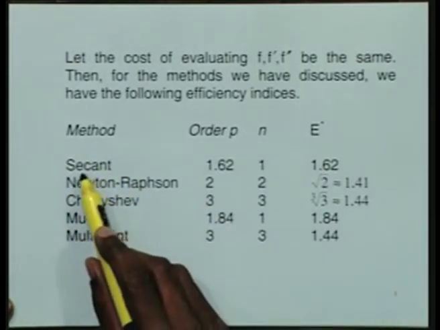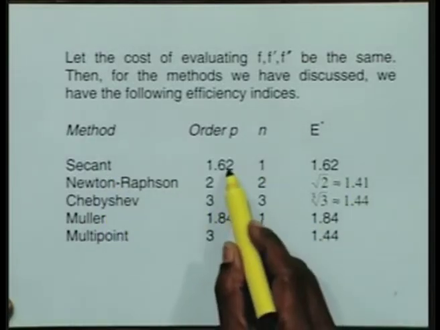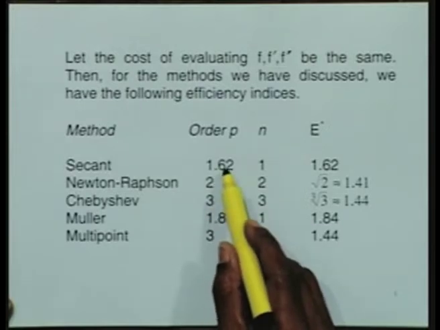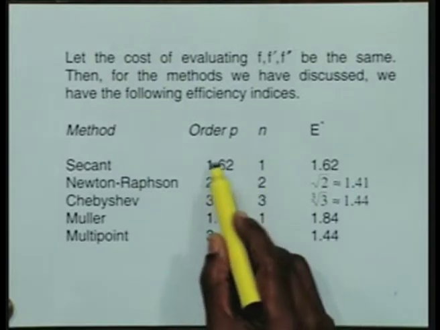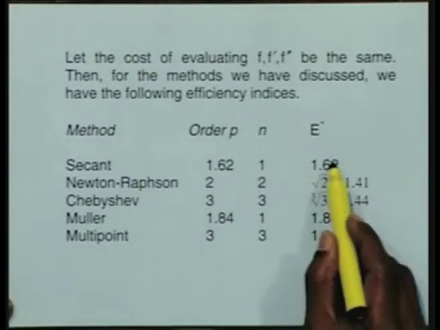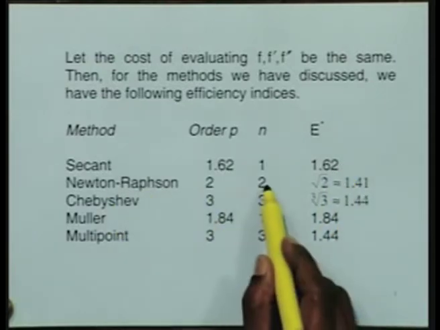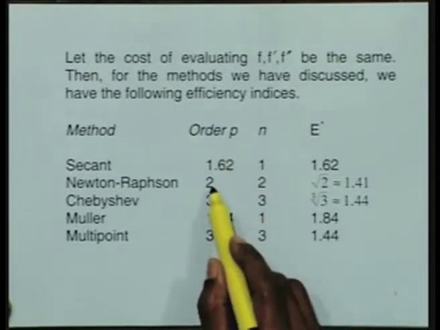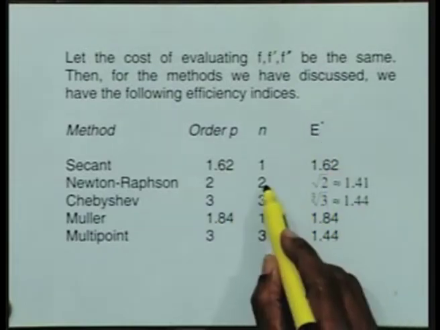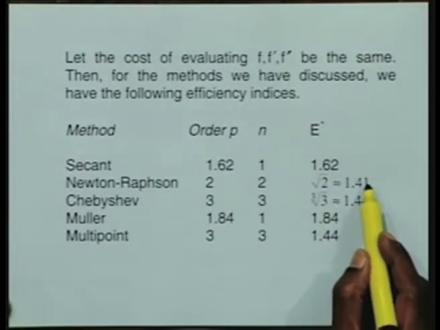If you look at the secant method, it has only one function evaluation, and we have shown that the order is 1.618, that is approximately 1.62. So I will take the nth root of 1.62, that is the 1st root, that is 1.62 itself. The Newton-Raphson method has two evaluations, one function, one derivative. So total is 1 plus 1, we will take it as 2. The order is 2, therefore efficiency is the second root, or the square root of 2, that will be simply 1.41.